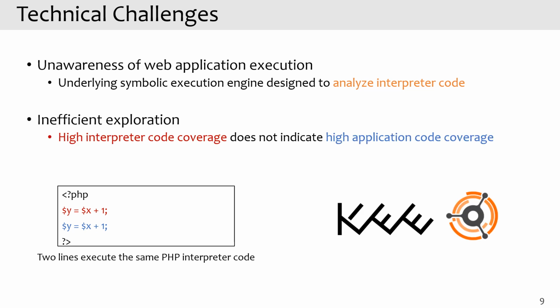At the same time, the symbolic execution is designed to efficiently explore the interpreter code, but high interpreter code coverage does not indicate high application code coverage. This denotes the inefficient exploration problem in web applications.